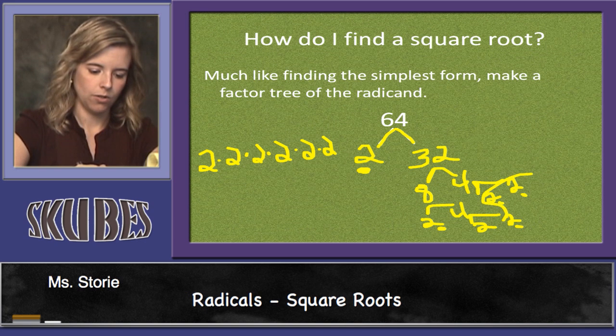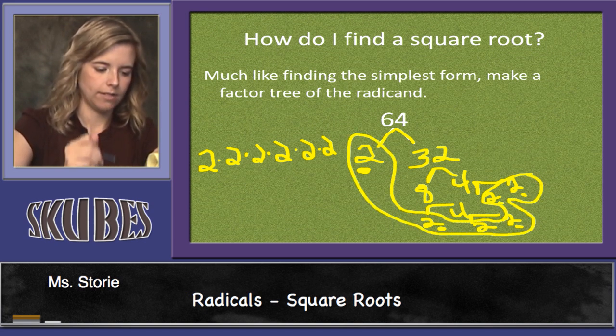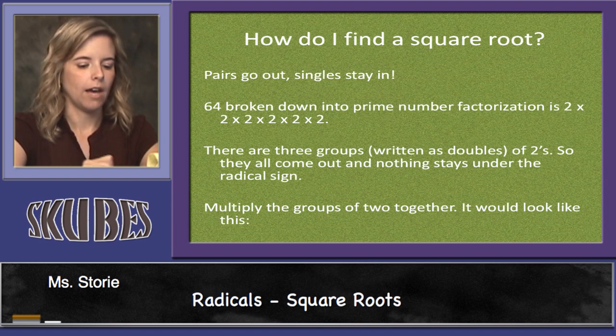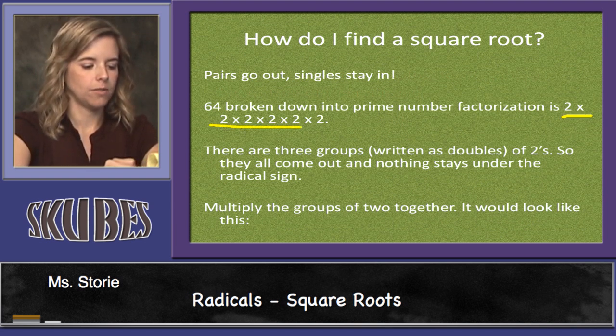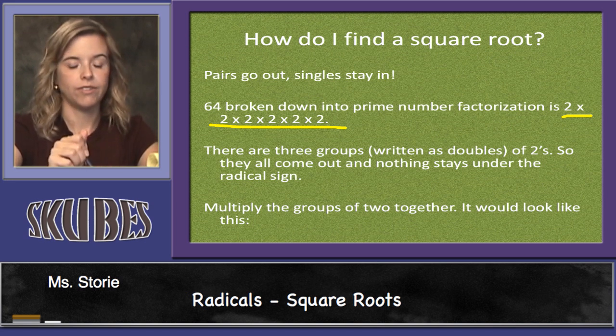We have 1, 2, 3, 4, 5, 6. 6 2's multiplied in a row, and those are all primes, and they should create the number 64. Now, just like I said, 2 times 2, and it's 6 times in a row. Pairs go out, and singles stay in.